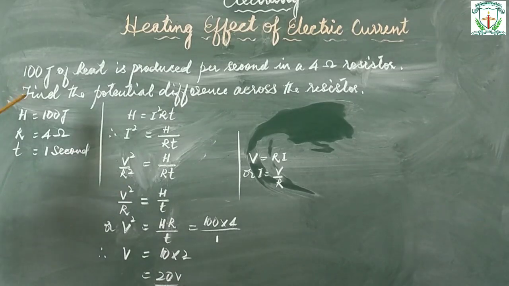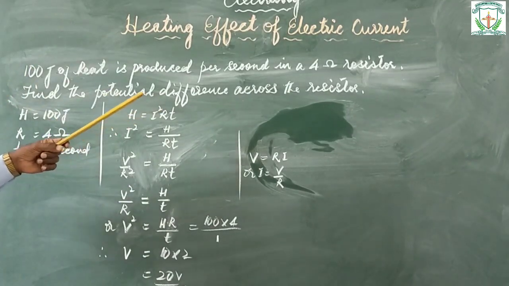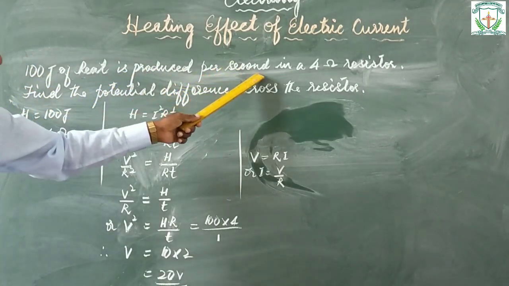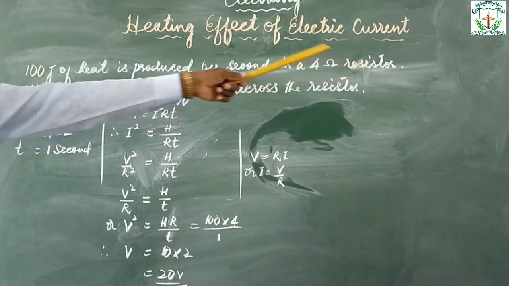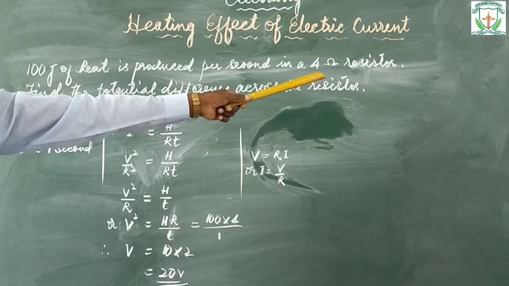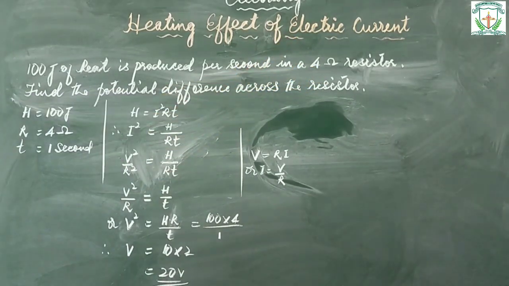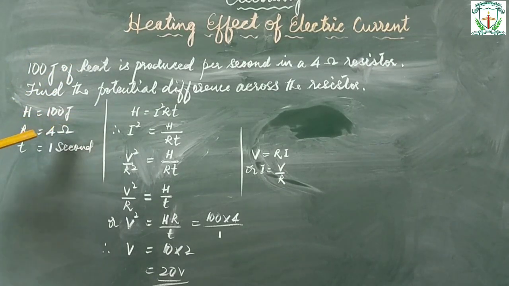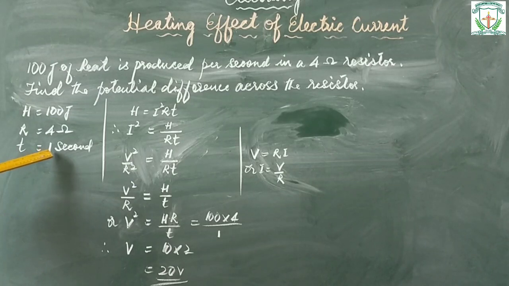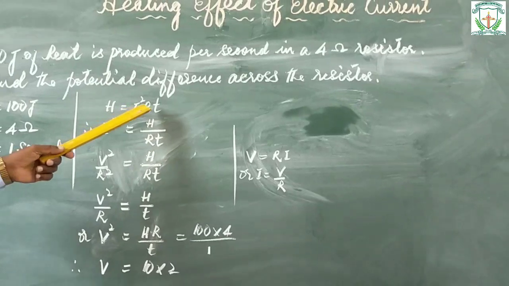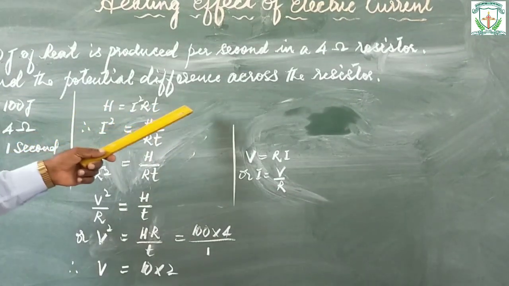Children, now we'll work out a problem based on Joule's law of heating. 100 joules of heat is produced per second in a 4 ohm resistor. Find the potential difference across the ends of the resistor. So, list the data given in the question. Heat is 100 joules, resistance is 4 ohms, time duration is 1 second. So H is equal to I square RT. This is from Joule's law.